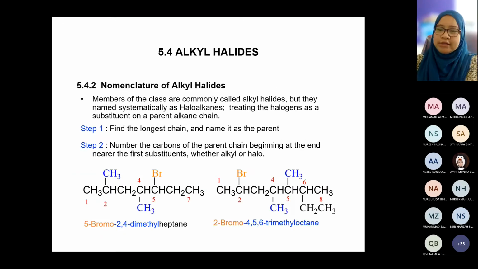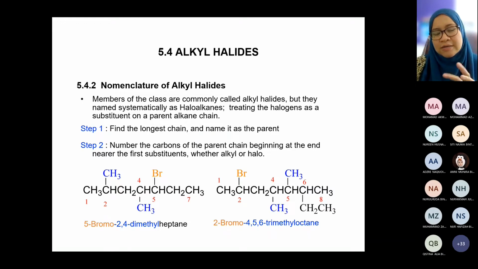Alright. Okay, so like I said, every functional group will have its own naming system. Dia punya proses dia adalah nomenclature, naming and then reaction. Okay, tapi basically dia punya basic nomenclature system is the same as what we have learned in our previous lecture yang kita cover agak panjang, agak lama sikit. Okay, so itu dia punya basic steps.